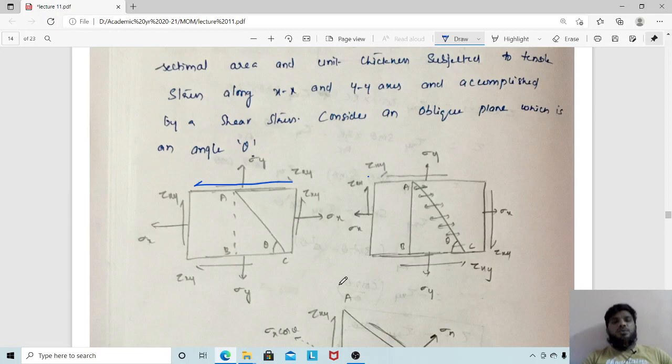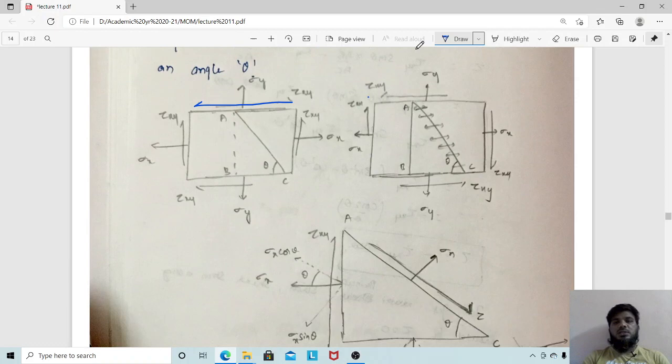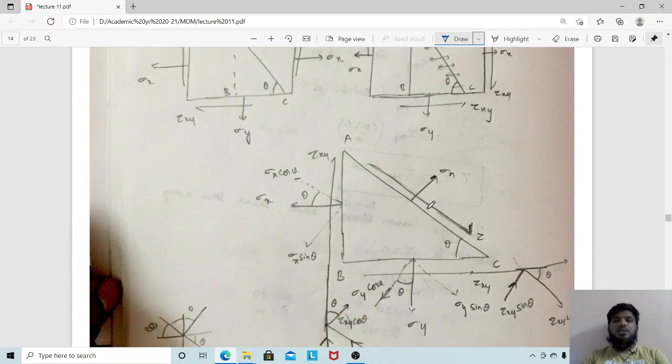Clear? Now how to solve this problem? Already we have discussed that all the stresses should be resolved along your sigma n and tau direction. Sigma n is the normal stress acting on the oblique plane, and tau is the shear stress acting on the oblique plane. So how to resolve the forces? For that we have to make a few drawings and resolutions, in which sigma x should be transported along the sigma n direction, and also along the tau direction.